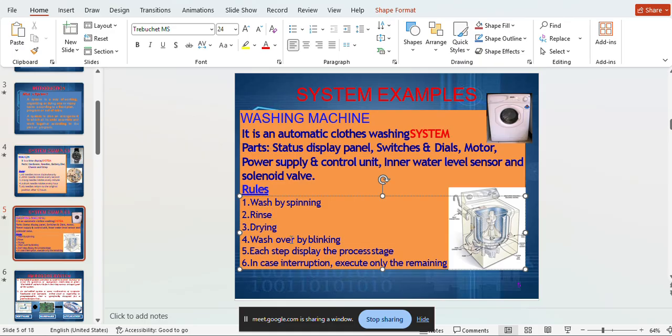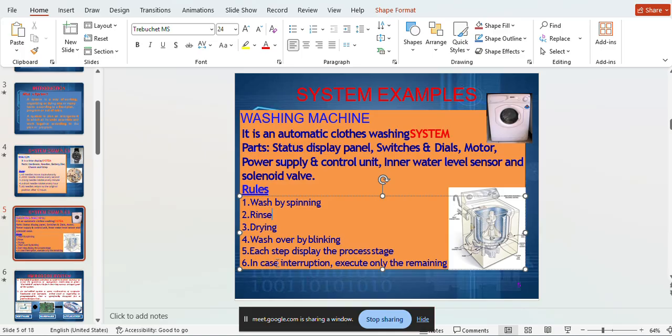Next, after drying, wash over by blinking. Wash over by blinking means all the excessive water and waste particles in the washing machine will be flowed out. After this step, each step displays the process stage. Whether the machine is spinning, rinsing, or drying, all the status will be visible in the display. That is the fifth rule.